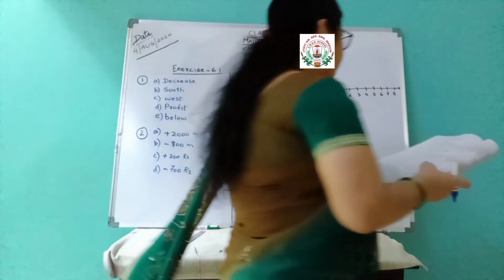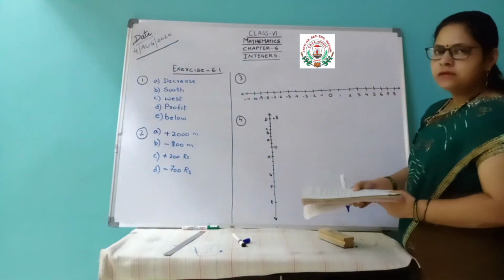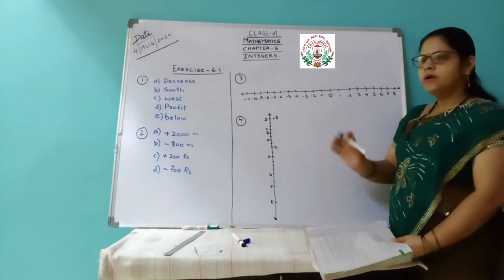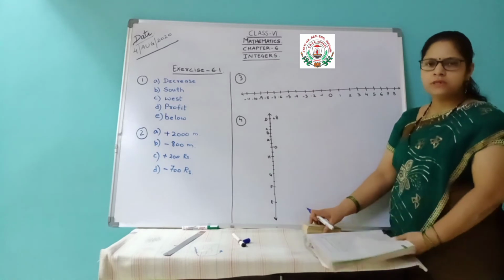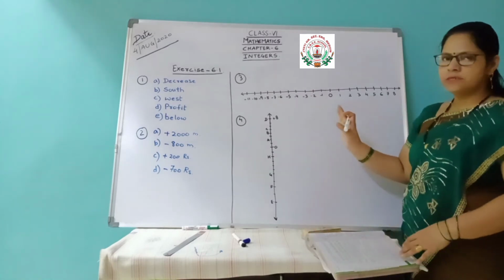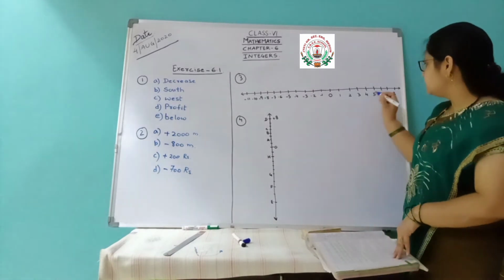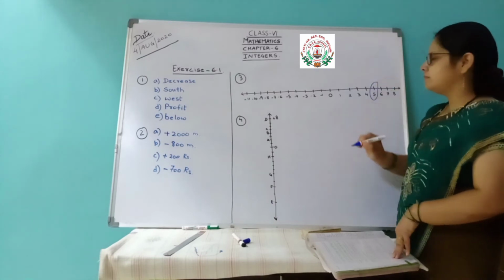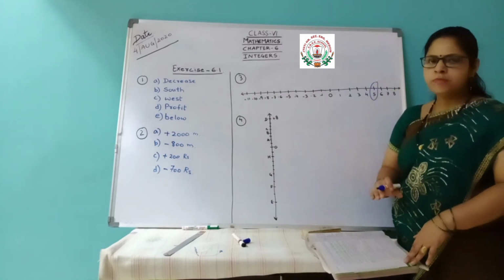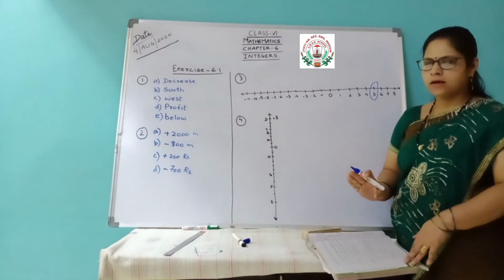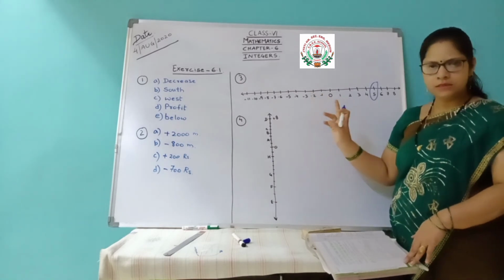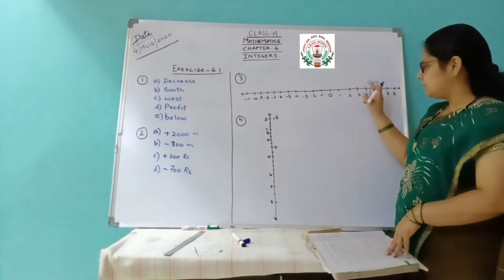So you have to represent the numbers on the number line. So first, part A, plus 5. Where is plus 5? Generally we do not write the plus sign for positive numbers, so only the number 5. Where is plus 5? This is your plus 5. So for every number you don't have to draw the number line again and again. You just draw the number line once and just mark like I have done.